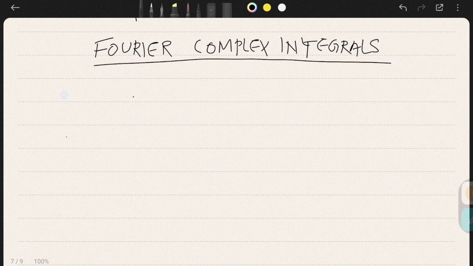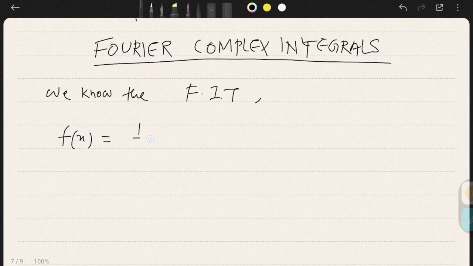So what do we know from the Fourier integral theorem? We already proved it in the first section, maybe the second section, and in this video, of course. We know the Fourier integral theorem for f(x). We know that a Fourier series is used for periodic functions, and for non-periodic functions we use the Fourier integral theorem.